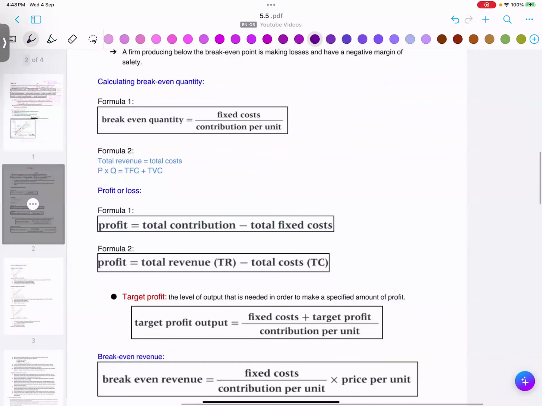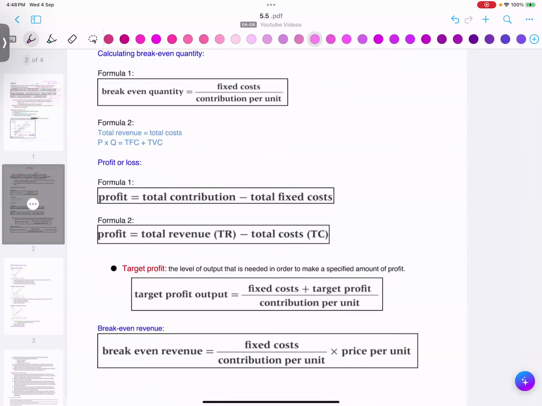Now we have calculating break-even quantity. So how do you calculate that? Basically, the first formula I can use to calculate break-even quantity is fixed costs divided by contribution per unit, right? Because contribution per unit is basically price minus variable cost, and they're both per unit. But fixed cost isn't in the equation. So that's why you end up dividing fixed cost by contribution per unit. Therefore, you have the price, the variable cost, and the fixed cost all in one equation. That's how you find the break-even quantity.